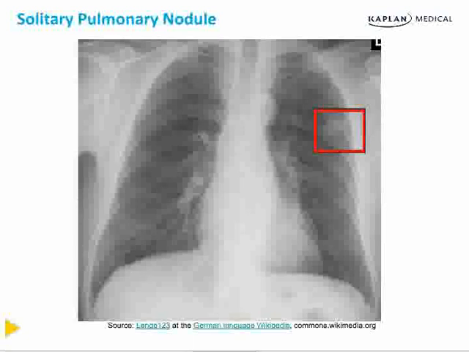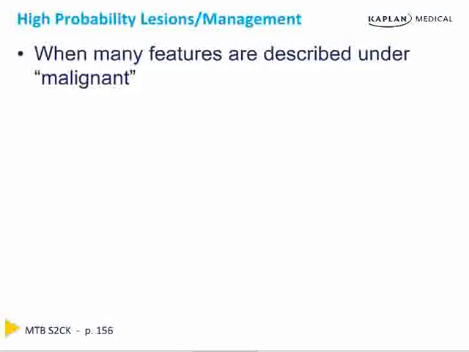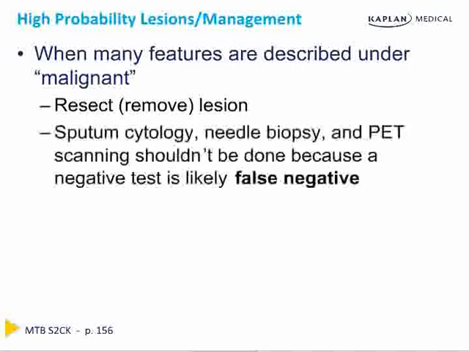Here's an example of what a solitary pulmonary nodule may look like. You can see there's one isolated area of hyperdensity seen in the left upper lobe. When many of the features of a solitary pulmonary nodule are described under the malignant category, as listed on a previous slide, then you have to resect and remove the lesion.